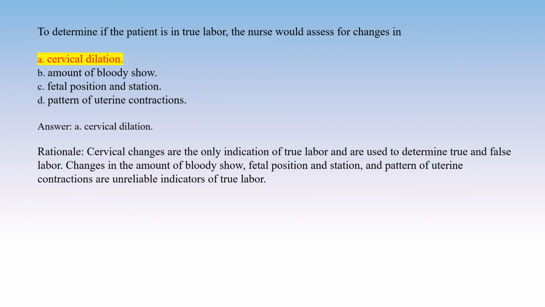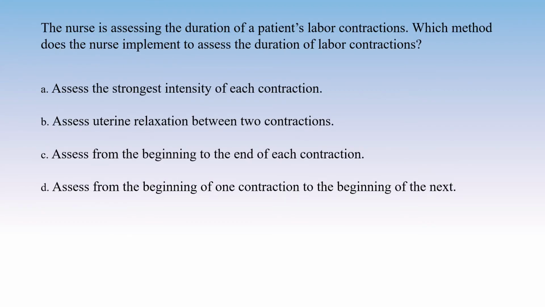The nurse is assessing the duration of a patient's labor contractions. Which method does the nurse implement to assess the duration of labor contractions? A. Assess the strongest intensity of each contraction. B. Assess uterine relaxation between two contractions. C. Assess from the beginning to the end of each contraction. D. Assess from the beginning of one contraction to the beginning of the next.